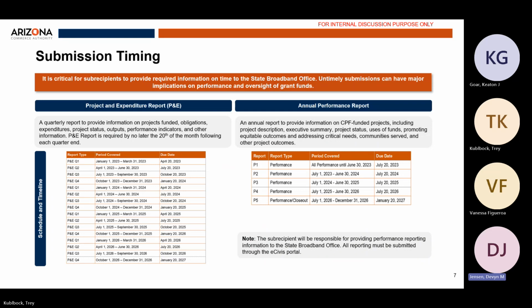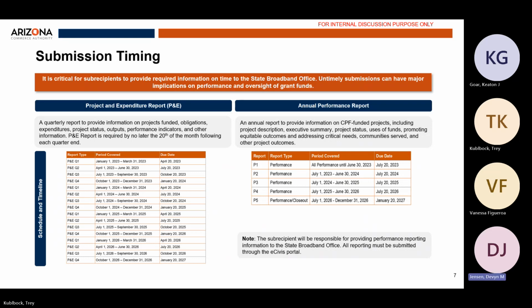The submission timing for the project and expenditure report is due quarterly, no later than the 20th of the month following the quarter end. For Q1 in any year, it's due April 20th. For Q2, it will be due July 20th. For Q3, it will be due October 20th. And for Q4, it is due January 20th.